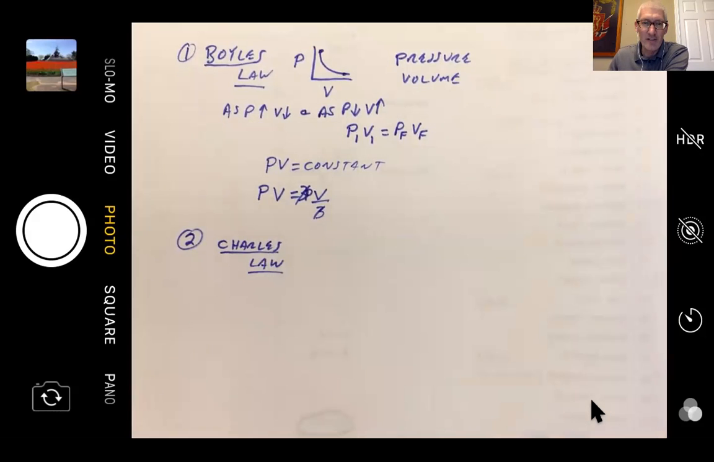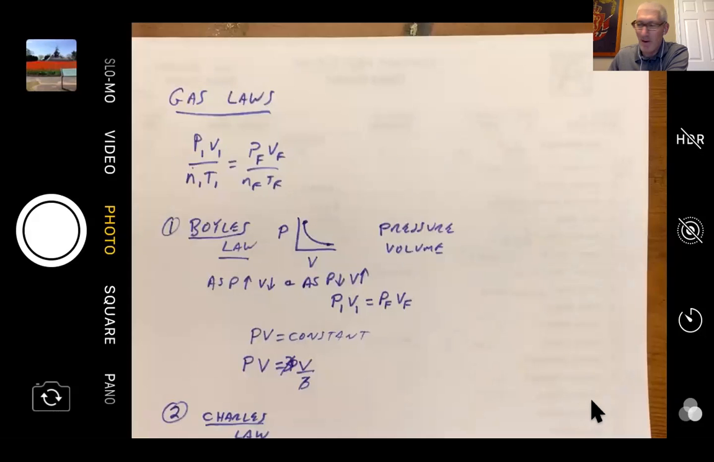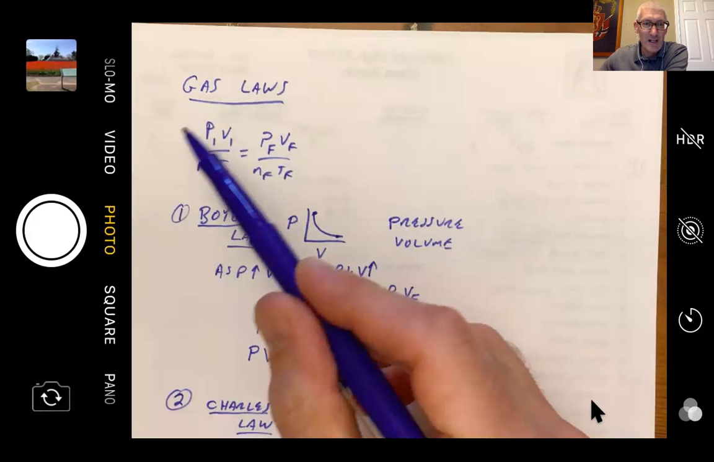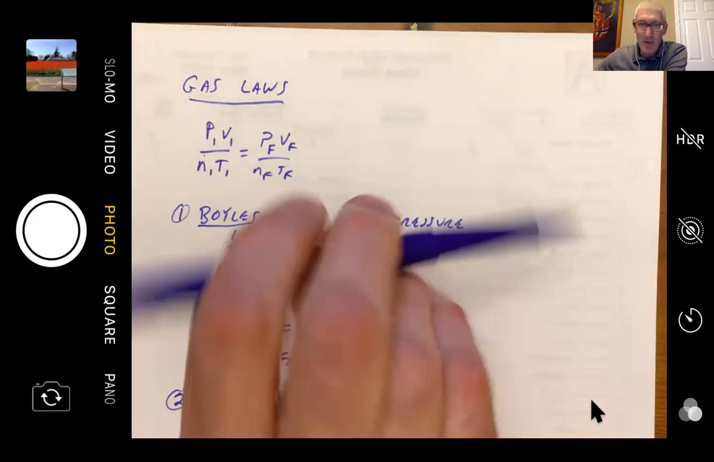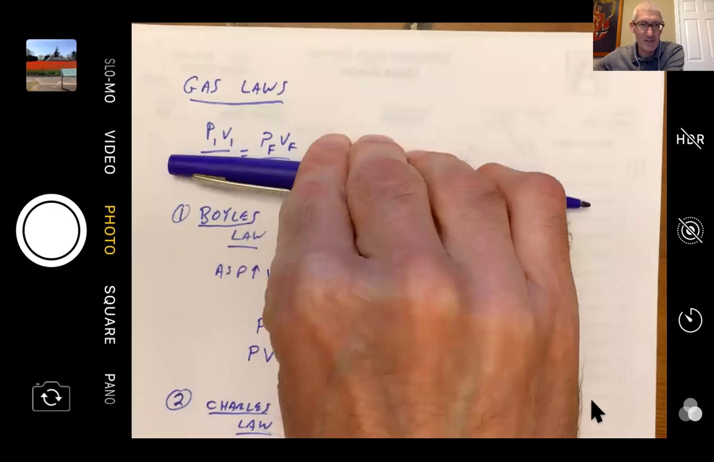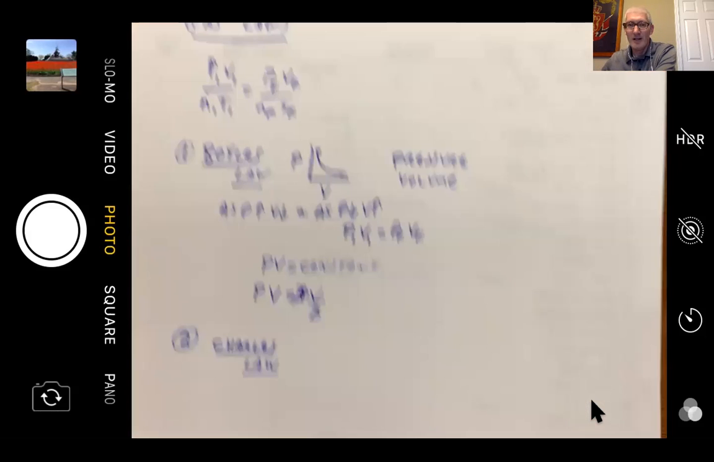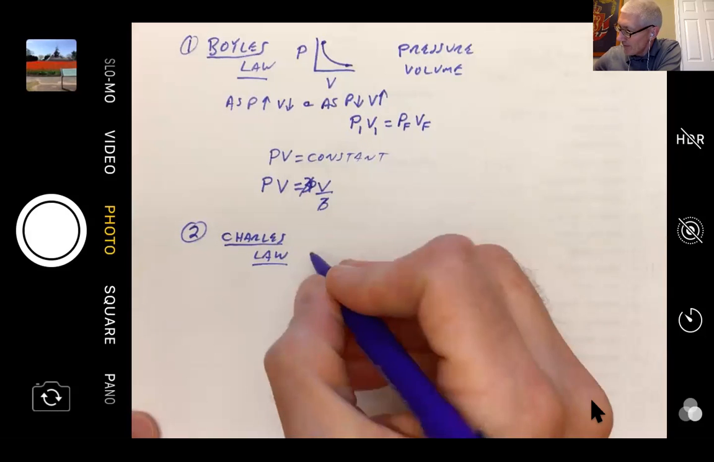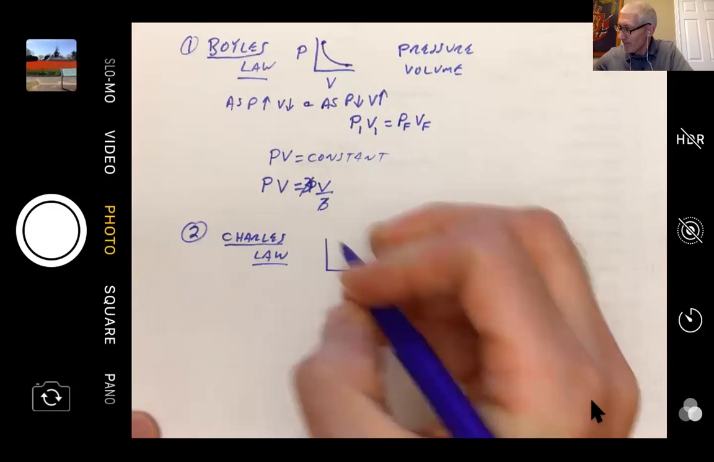And again, with all of these, you don't really have to remember that PV equals PV, because if you go back and look at this, if we just covered up the bottom part of that equation, we'd have PV equals PV, right? So that's Boyle's law sitting right there. Charles was a guy who looked at the relationship between volume and temperature.